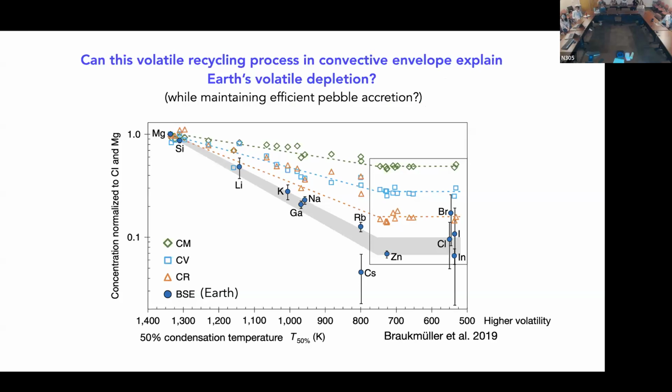The reason we are interested in this is that, in our group, half of our group members are cosmochemists. They are interested in how the volatile depletion in the Earth happened. They measure the volatile abundance in the Earth, and they see this depletion pattern, and they want to understand it. We are trying to see if the volatile recycling and convection scenario that I explained before can potentially explain the Earth's volatile depletion. But at the same time, we want only the volatiles to be depleted. We want the pebbles to still be accreted. So we really want to hit the sweet spot here.